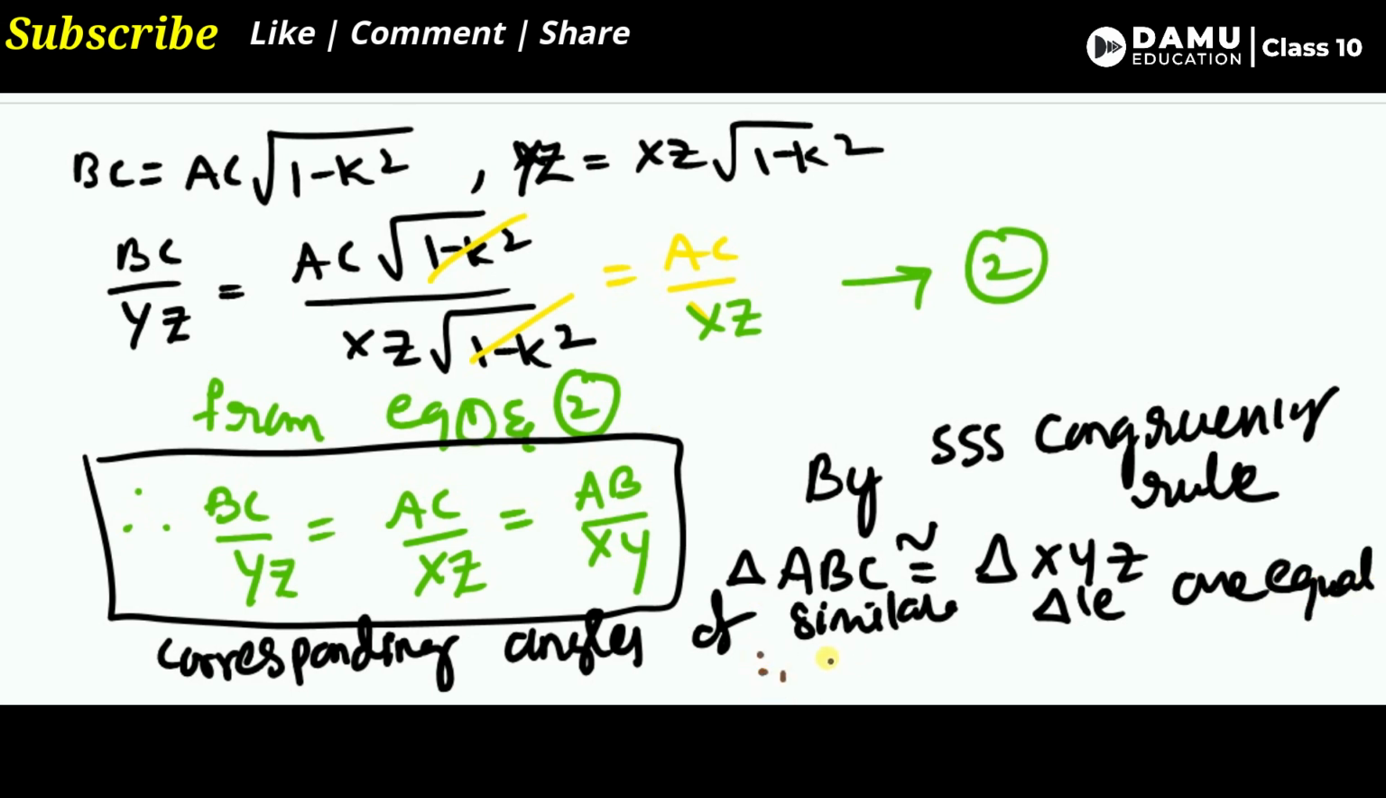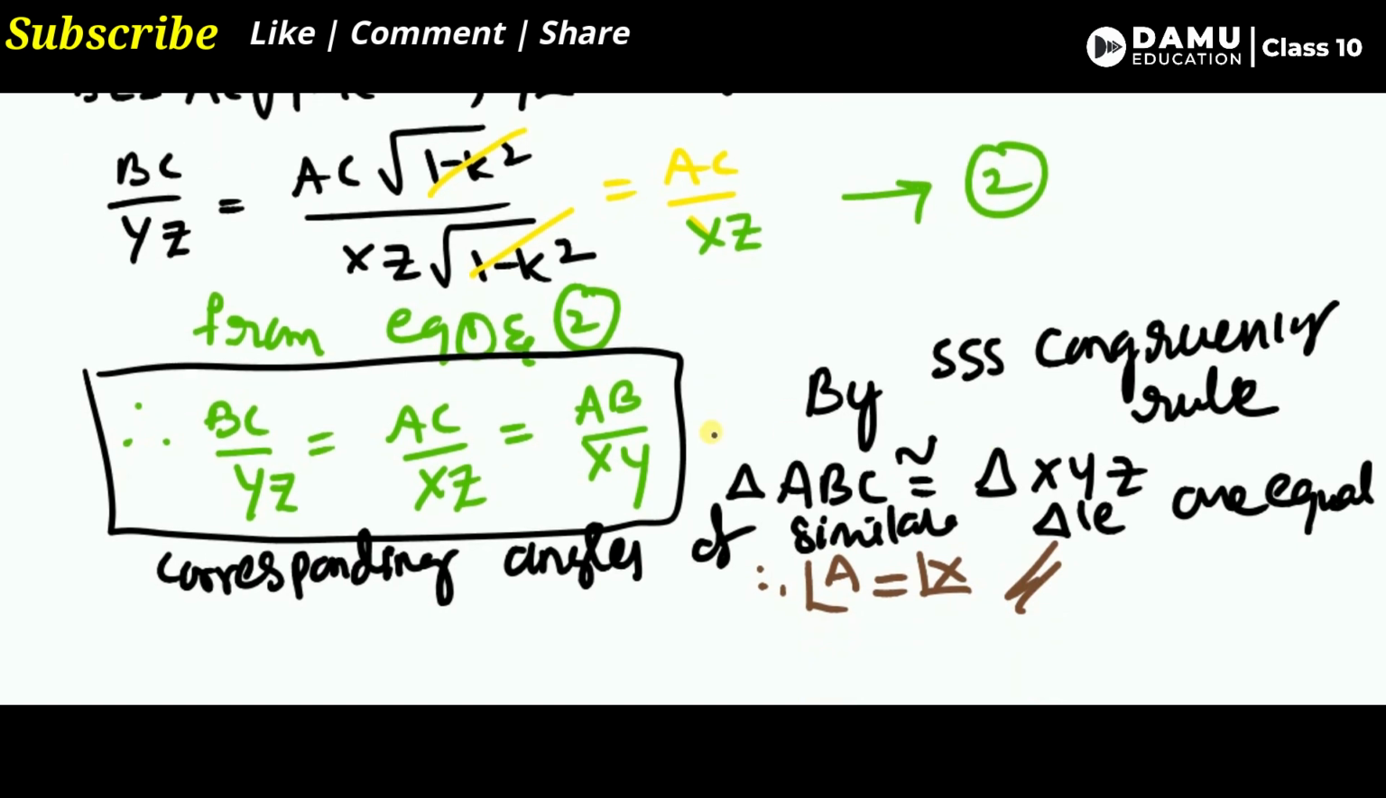Therefore angle A is equal to angle X. Angle B will be equal to angle Y, and angle C will be equal to angle Z. Like this, we have to find it.